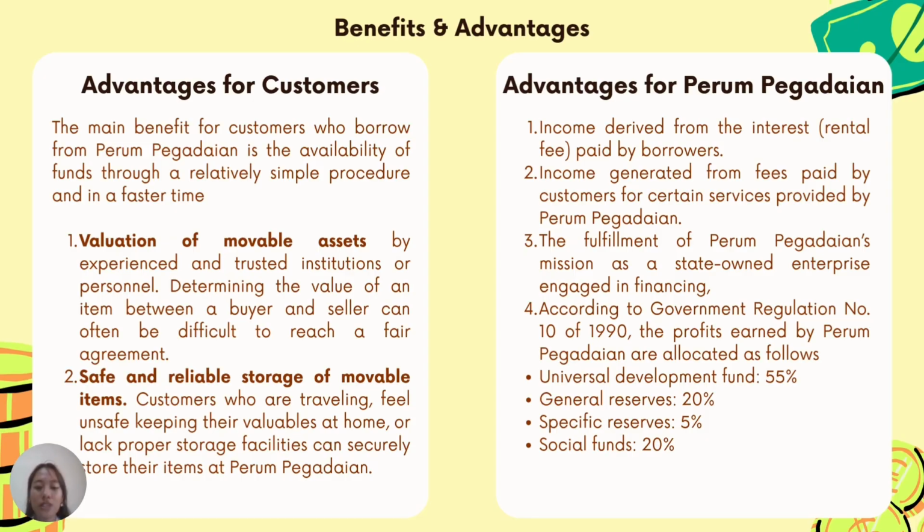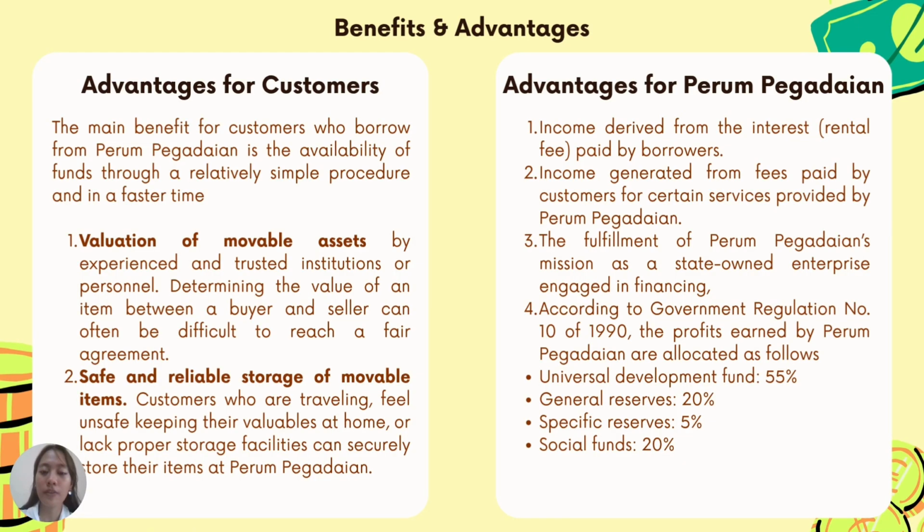Then the advantages for Pegadaian. The expected benefits of Pegadaian based on the services provided to its customers are, the first one, income derived from the interest or rental fee paid by borrowers. Second, income generated from fees paid by customers for certain services provided by Pegadaian. Third, the fulfillment of Perum Pegadaian's mission as a state-owned enterprise engaged in financing by providing assistance to people in need of funds through relatively simple procedures and methods.